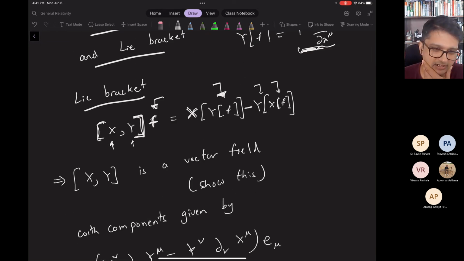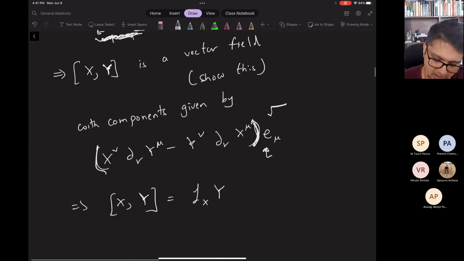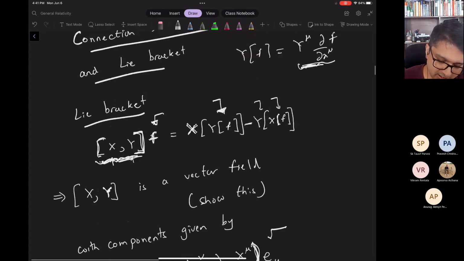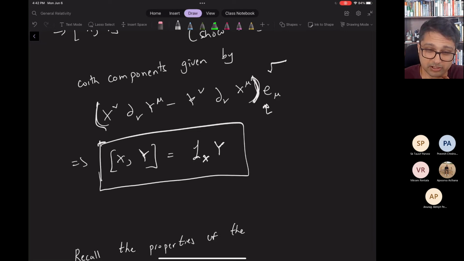What we showed, or you can certainly show quite easily, is that [X,Y] is a vector field. So this Lie bracket also behaves like a vector field, with components given by X^ν ∂_ν Y^μ minus Y^ν ∂_ν X^μ. These are the coefficients multiplied by the basis vectors E_μ. So basically the Lie bracket [X,Y] is the same as the Lie derivative of Y with respect to X.